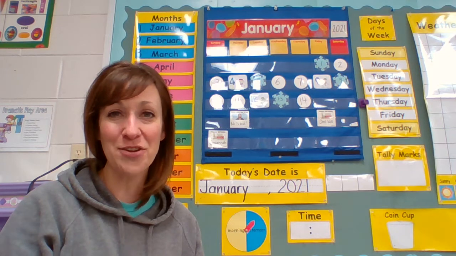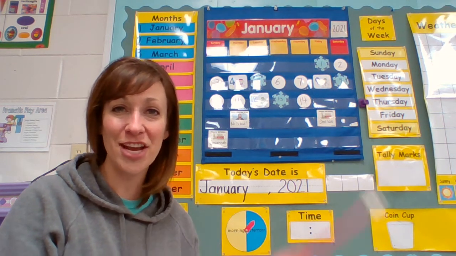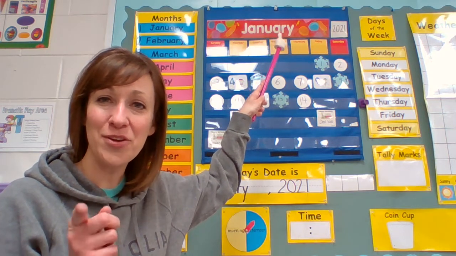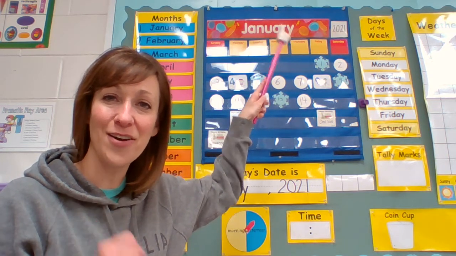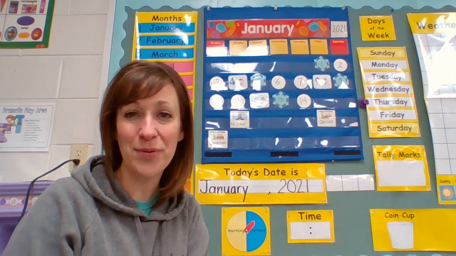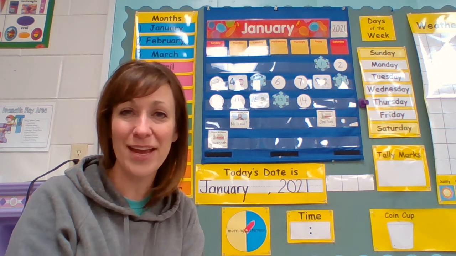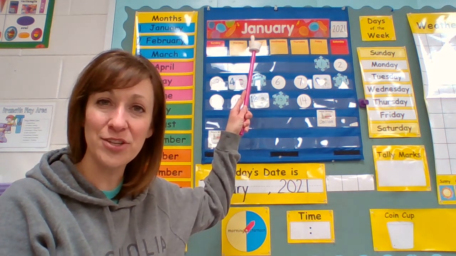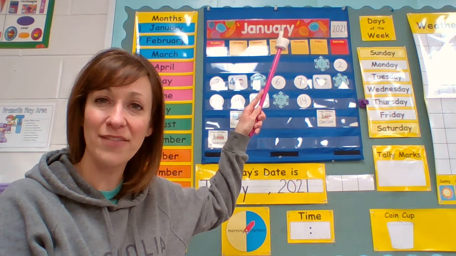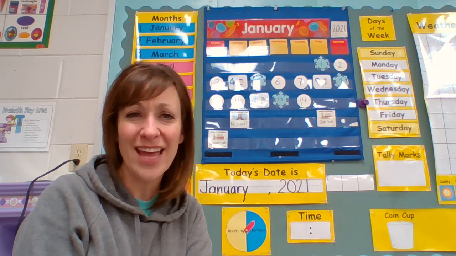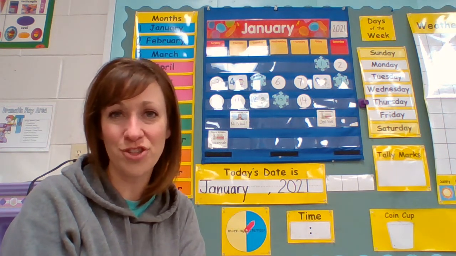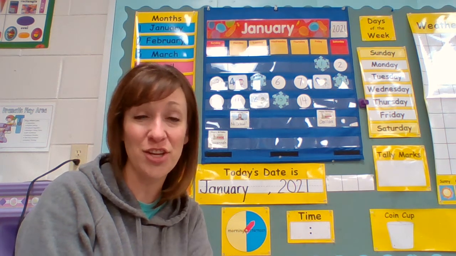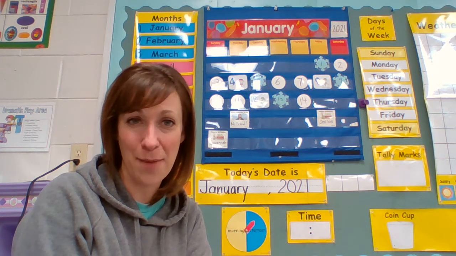January, January, January. Jan, Jan, Uary, January. How many letters are in the word January? Count with me. 1, 2, 3, 4, 5, 6, 7. Great. Why does January have a capital J at the beginning of it? Yeah, it's the name of a month, just like your name and my name get capitalized.